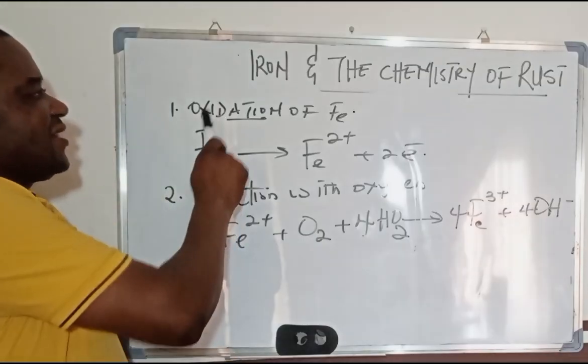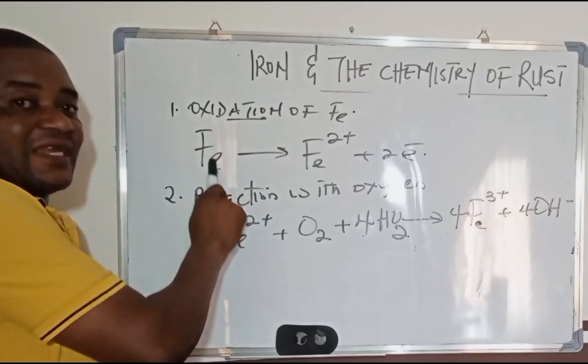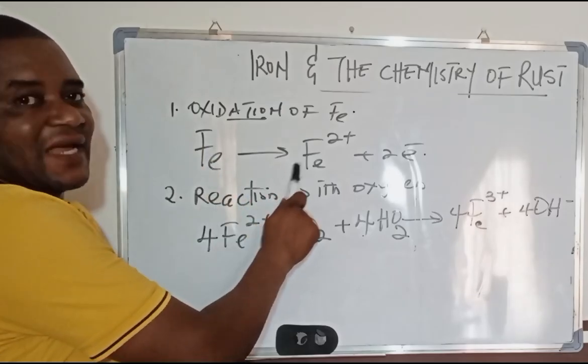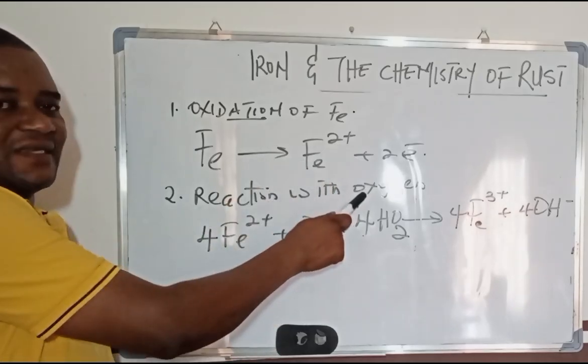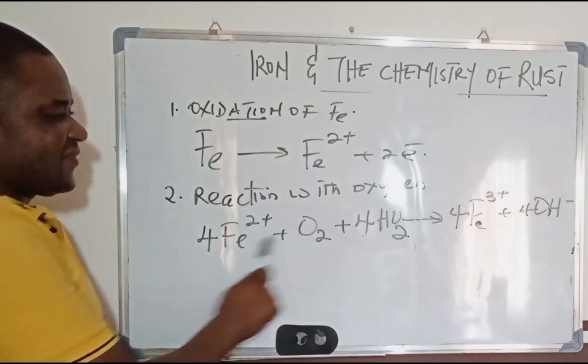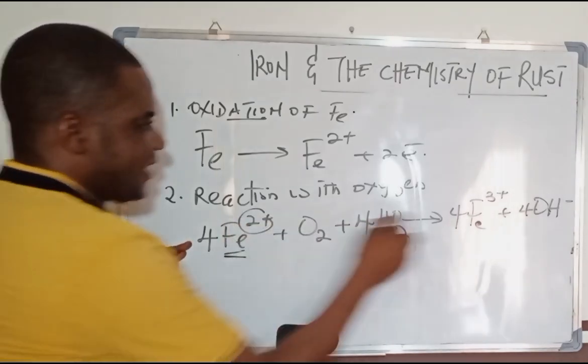So the first thing is the oxidation reaction, the losing of electrons by the iron metal. So it loses electrons, and you have iron 2. The iron 2 will now react with oxygen and some amount of water, and when it reacts with it, it is going to be further oxidized to iron 3.